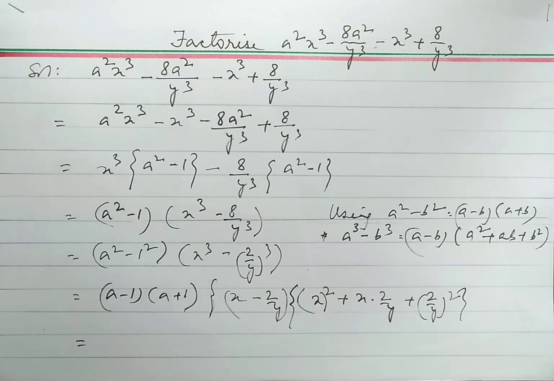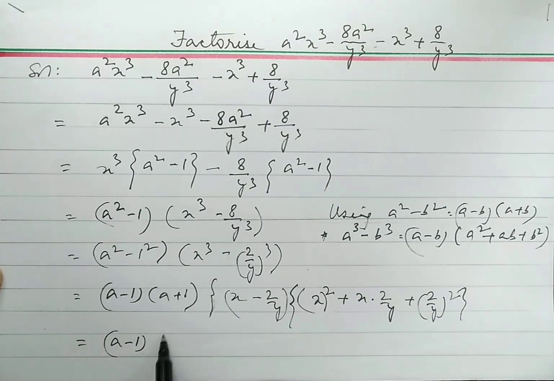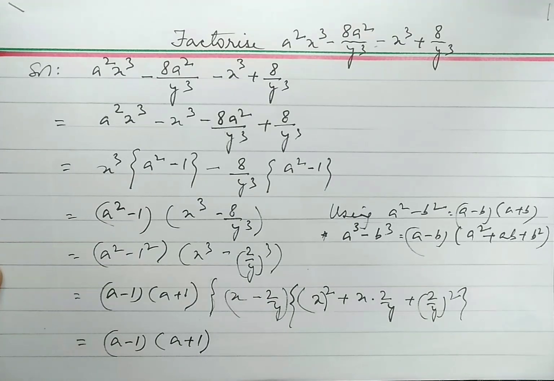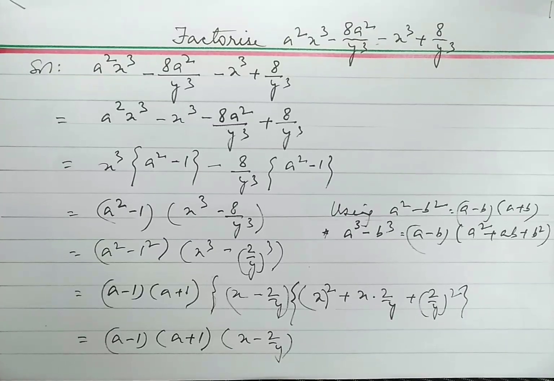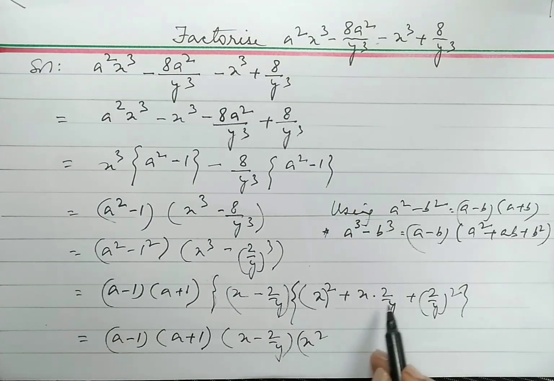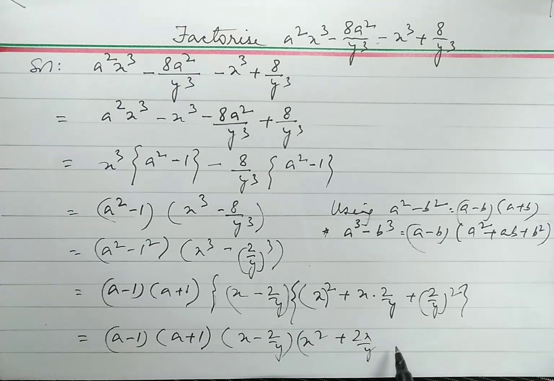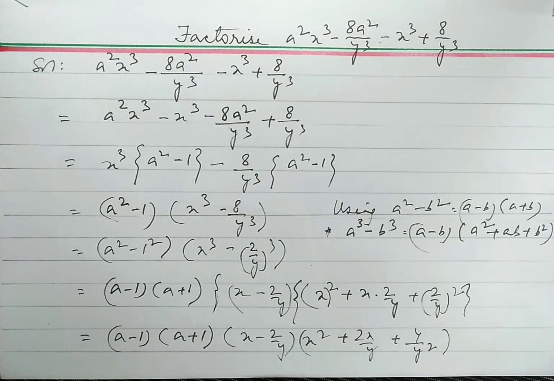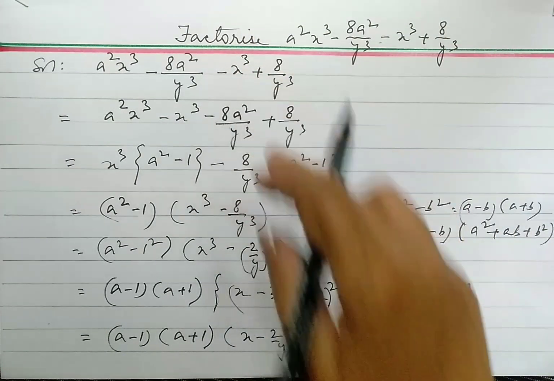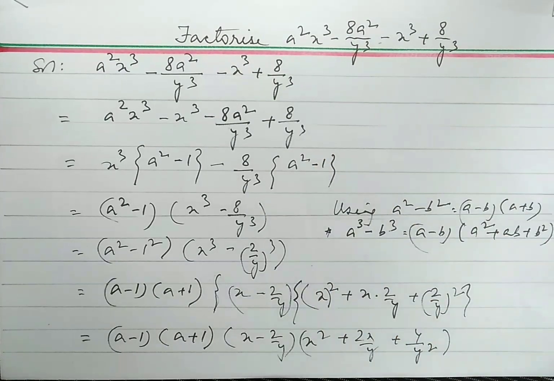The answer would be, obviously this will drop down, and from here we pull this x minus 2 by y, and from here we have x square plus 2x upon y, alright, and plus 4 upon y square. So these were the 4 factors which we have resolved with this algebraic expression. Okay, so this is how you do it.